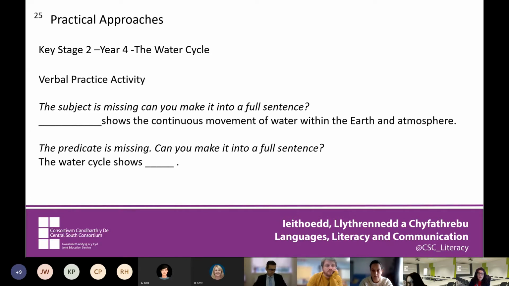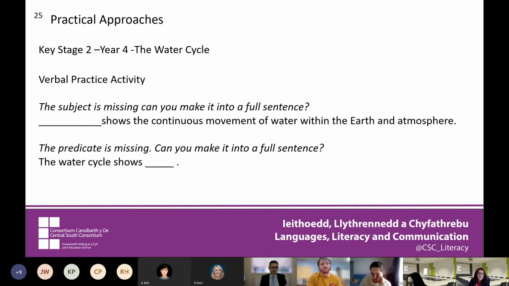See if you can say it to yourself. What would go in the gap? If learners are adept with what constitutes a sentence, you can be even more specific and say, the subject is missing, can you make it into a full sentence? So you've got blank, shows the continuous movement of water within the earth and atmosphere. So obviously here, we'd be wanting our year fours to be saying the water cycle.